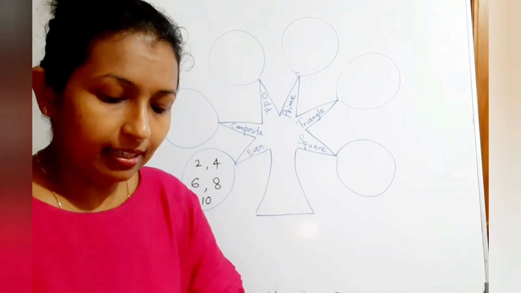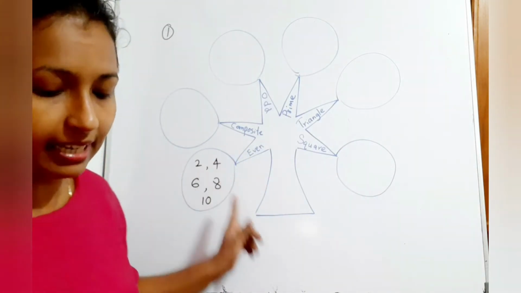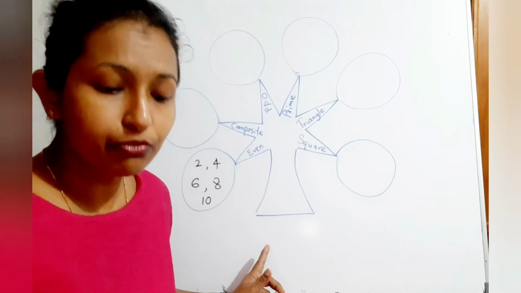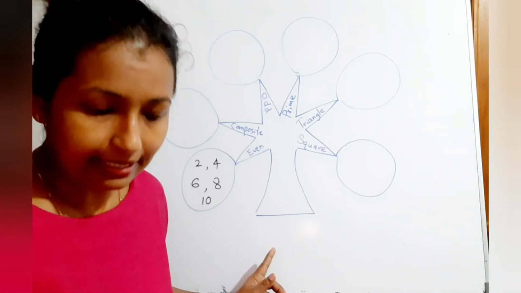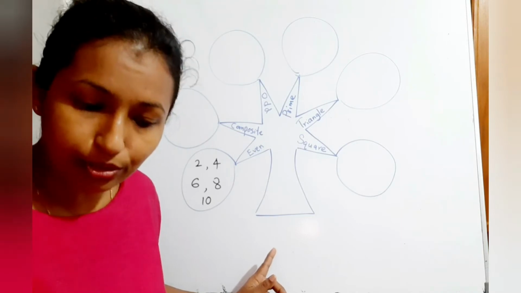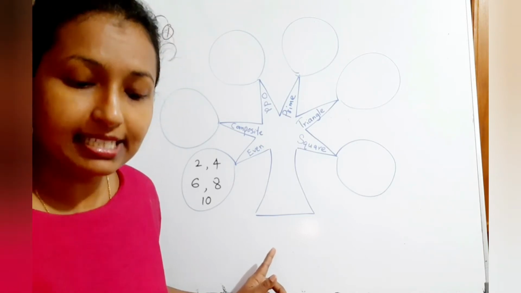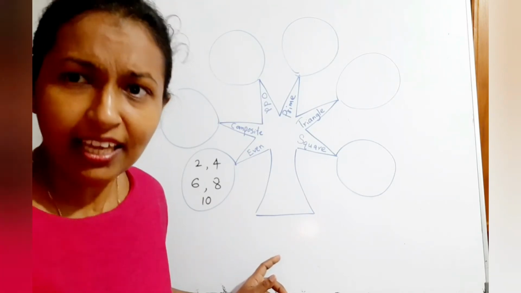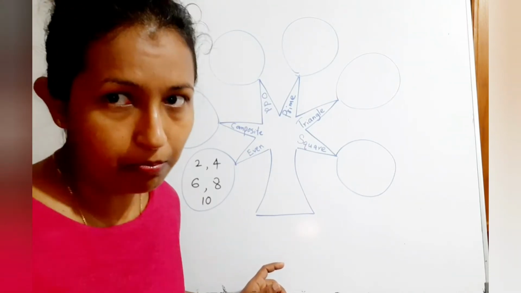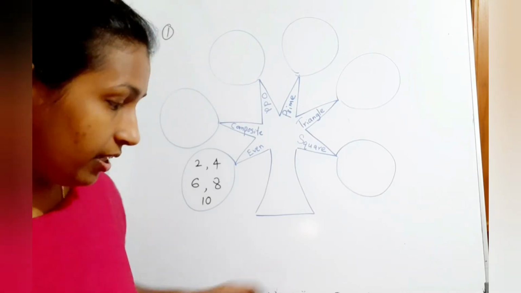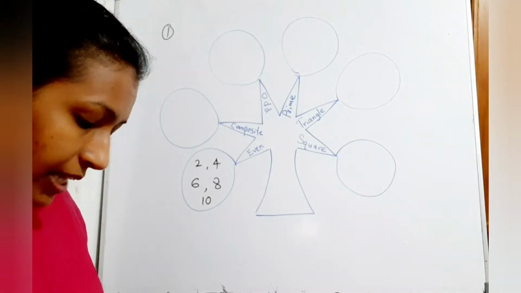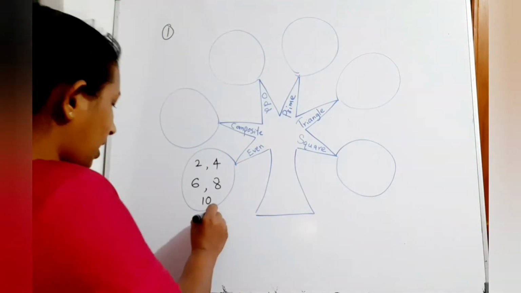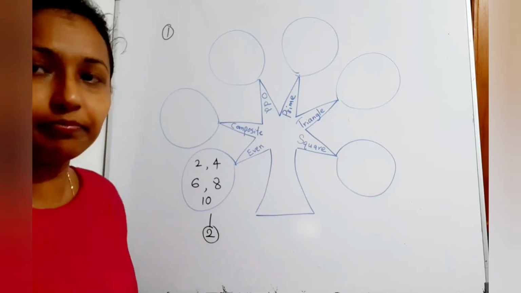Okay. 2, 4, 6, 8, 10 are there. In addition to that, 12, 14, 16, 18, 20, 22, 24, 26, 28, 30 can be written. If you have written 5 numbers out of the numbers which I told you, you will be given 2 marks. 2 marks for that part.